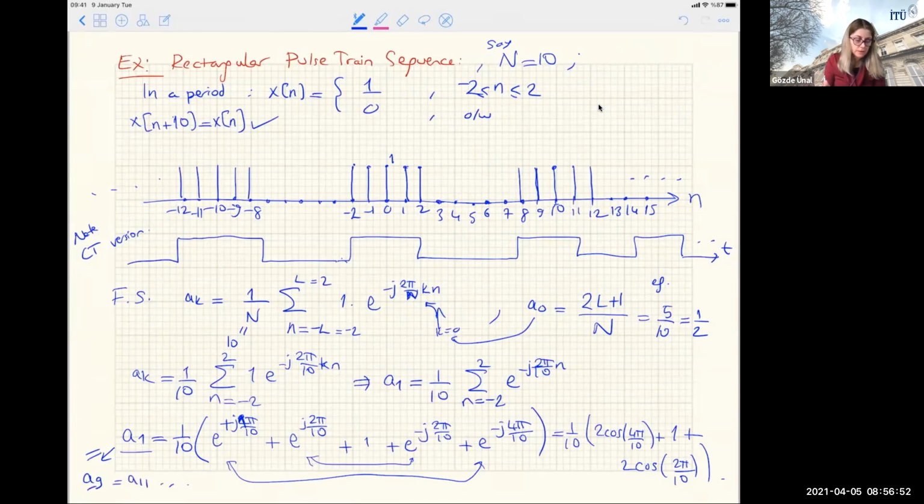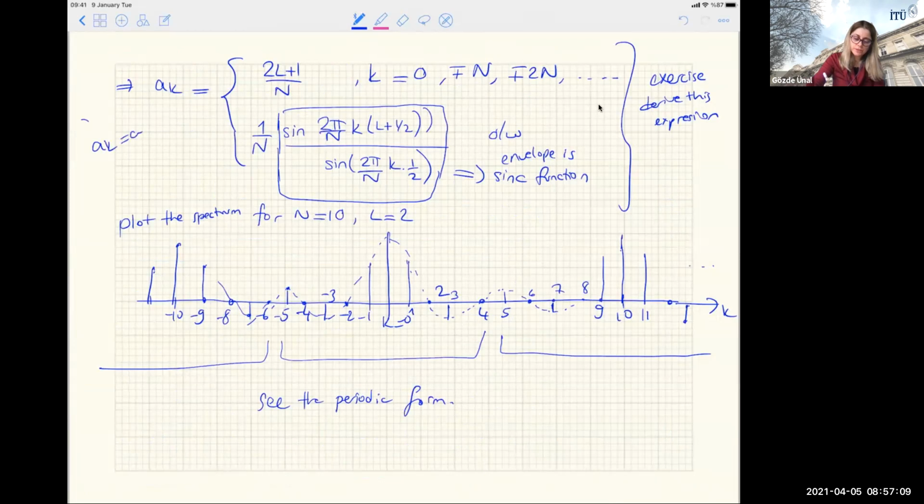This is periodic. What else? Then I know this guy is also equal to A minus 1 conjugate, okay? If it's a real signal, of course, they will be equal. So, I mean, recall that for real signals, A minus K is AK conjugate, and always we have, of course, AK plus N is AK. That's already there.